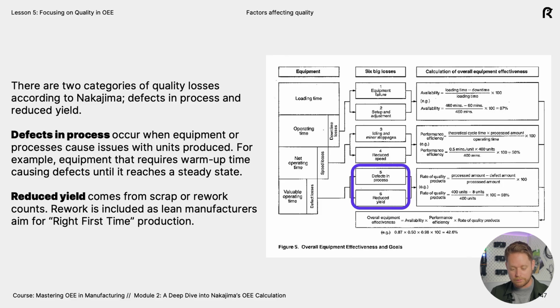For quality losses, we have two categories: defects in process and reduced yield. Defects in process occur when equipment or processes cause issues with units produced. For example, equipment that requires warm-up time causing defects until it reaches a steady state. Reduced yield comes from scrap or rework counts. Rework is included because lean manufacturers aim for right first-time production.